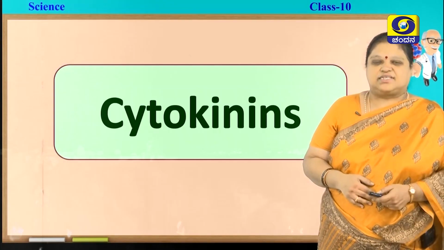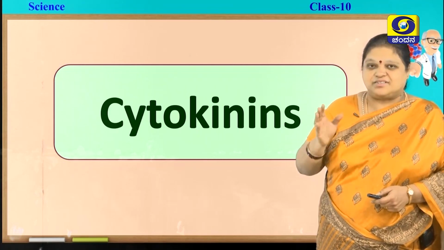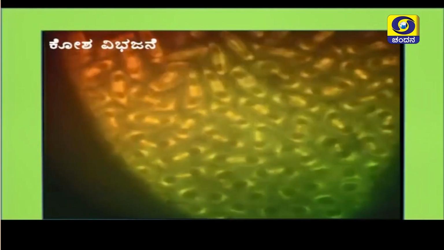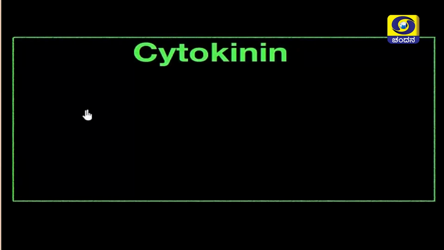So, next we will see cytokinins. Cyto means cells, kinins means division. Let us see what happens. So, they promote cell division. In Kannada you call it kosha vibhajane. A single cell divides and becomes two cells by mitosis. So, it promotes cell division.